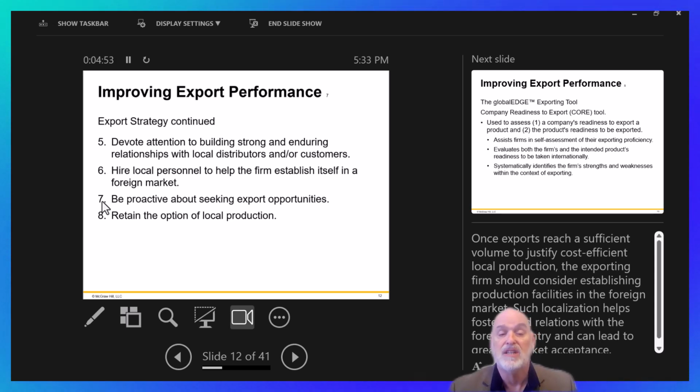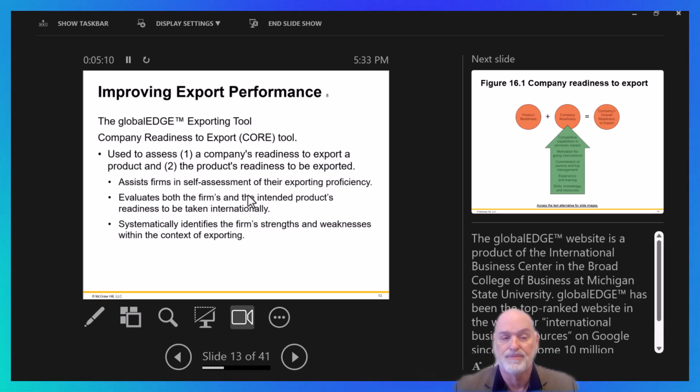Number 5, devote attention to building strong and enduring relationships with local distributors and/or customers. Hire local personnel to help the firm establish itself in a foreign market. Also, number 7, be proactive about seeking export opportunities. And 8, retain the option of local production.